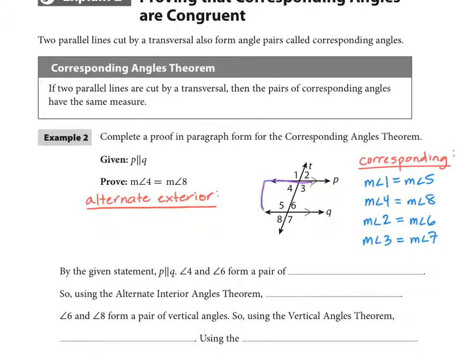So here's my parallel lines. I'm going to close this off. Our exterior angles are angles 1, 2, and 7, 8. Alternate means they're not going to be on the same side, and they're going to have the same measure. Just like alternate interior angles, that's angle 1 and angle 7, right? Angle 1 is on the left, angle 7 is on the right. And then our other pair of alternate exterior angles is angle 2 and angle 8.